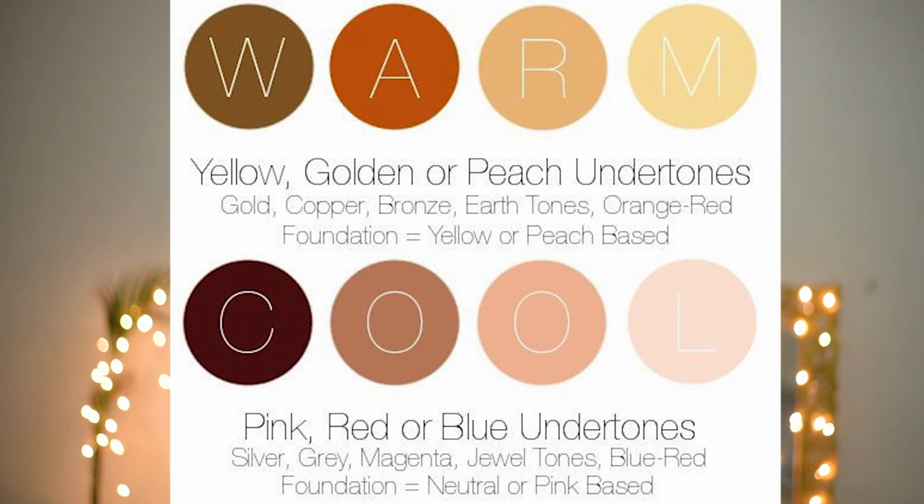Now, we have three different types of undertones: warm, cool, and neutral. Now, look at this picture. Warm tone has a peachy, yellow, and orange undertone in it. Cool tone has a bluish, reddish, or pinkish undertone in it. So, to judge your skin undertone, you can take a few tests.